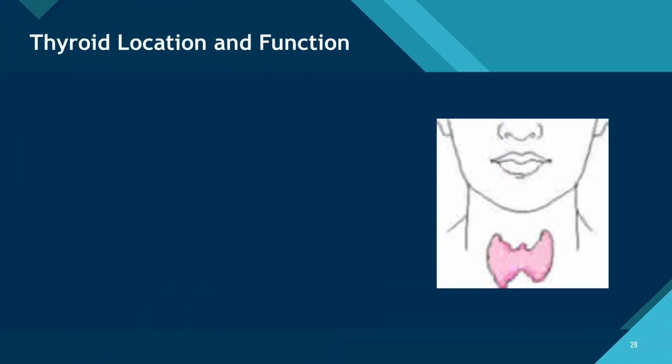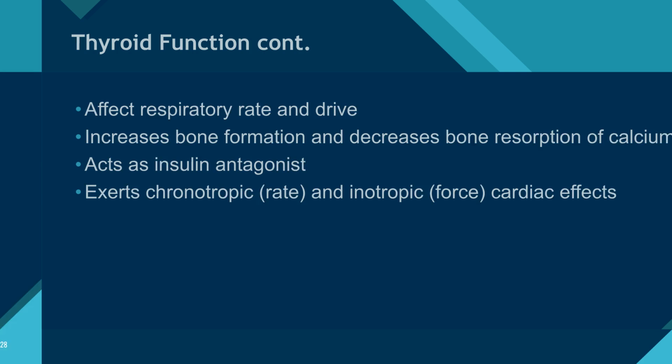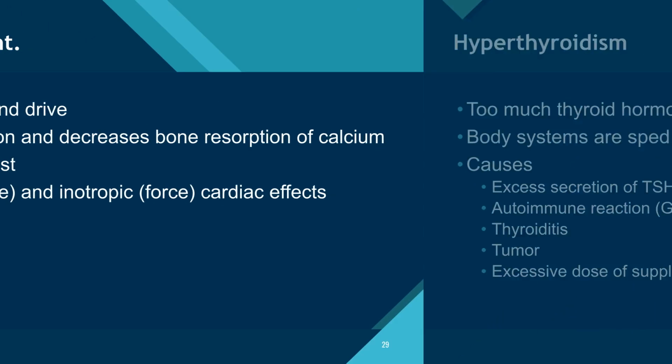The thyroid gland is regulated by TSH from the pituitary gland. It produces T4, T3, and calcitonin. Its functions include fetal development, controlling the metabolic rate of cells, regulating metabolism, promoting RBC production, and maintaining calcium balance. Thyroid hormones also affect respiratory rate and drive, increase bone formation, decrease bone resorption of calcium, act as an insulin antagonist, and exert chronotropic and inotropic cardiac effects.